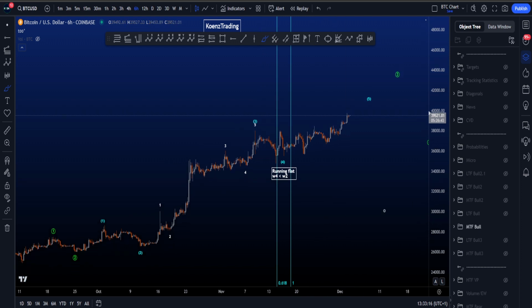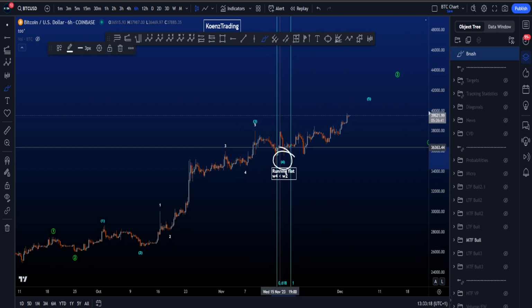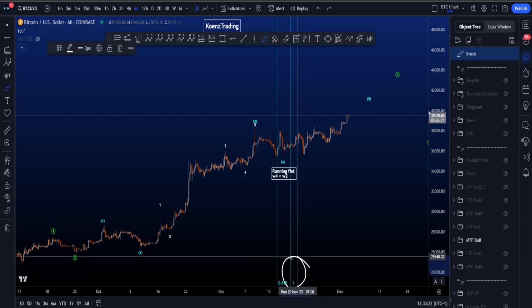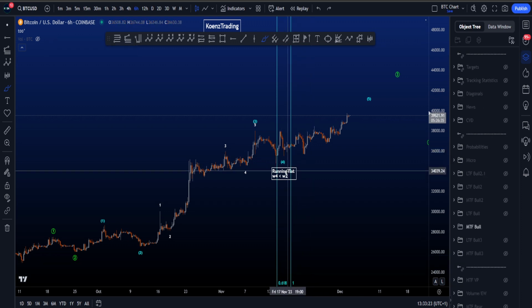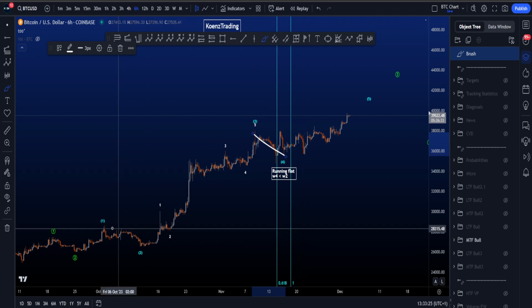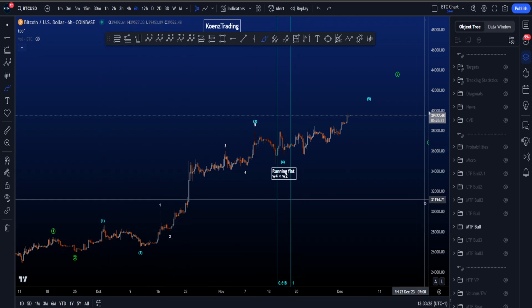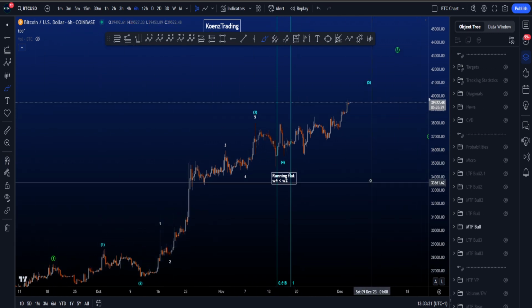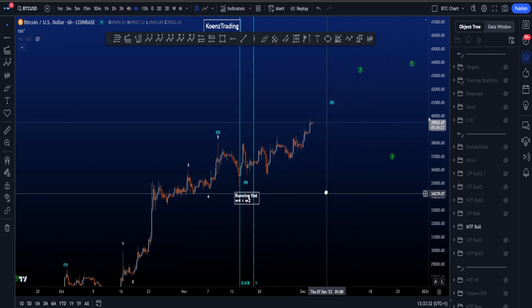Now what is more important here is that the low and the end of this wave 4 here is before the 1-to-1 fib time, meaning now this wave 4 is shorter in time than this wave 2, which is less common, right? Lowering the probabilities of this particular scenario.